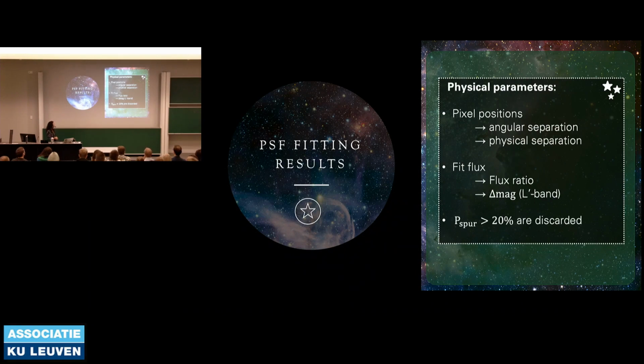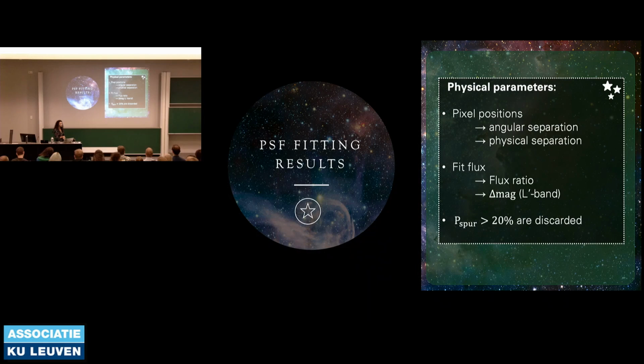Once we have the physical parameters, we can get from the pixel positions the angular separation, and the physical separation if we use the distance to the star. Then from the fitted flux, we can get the flux ratio and also the magnitude difference in the L band. And all the sources that had a spurious probability greater than 20% were discarded.